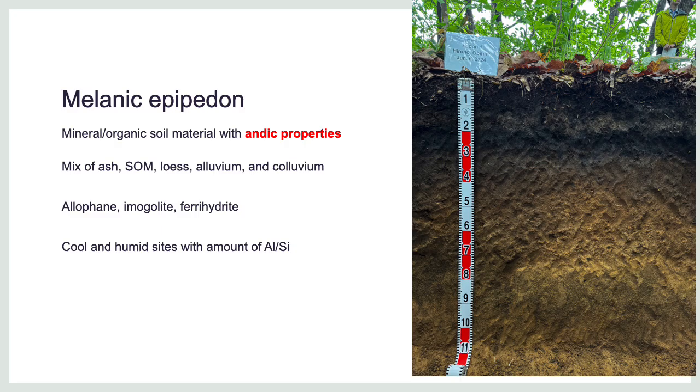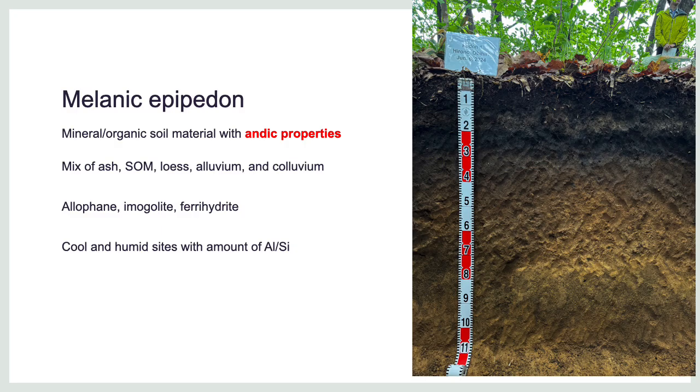Okay, the melanic epipedon can be seen in cool and humid sites with high amounts of aluminum and silicon. As I said, you can see them in the tropics, in temperate conditions, in periglacial conditions, no problem. The climate is definitely not one of the soil formation factors that deeply influences the presence of the melanic epipedon. But in this case, what is most important is the volcanic activity, a recent or active volcanic activity that produces ash, and the ash deposition at the surface.